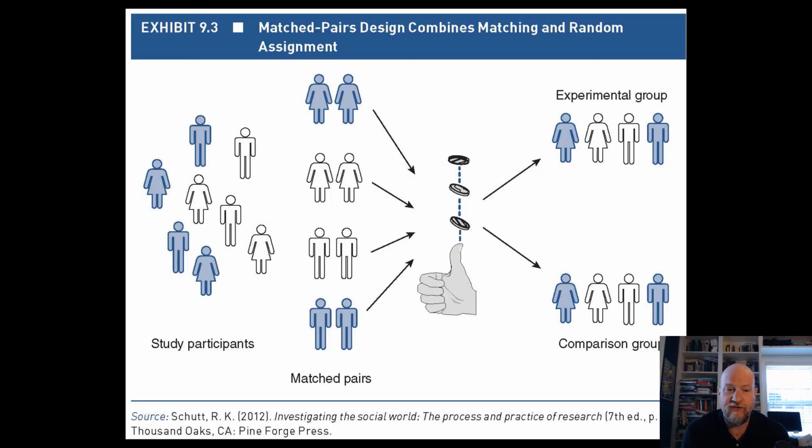So this is just an image from your book that basically shows you the process of the matched pairs design. These little images over here just represent gender, and then this could be race, it could be some other characteristic, whatever it is. If you think race is a factor that's going to be a confound in your study, or the difference in colors could represent people who've had a certain experience in life and those that haven't, people who have been diagnosed with an illness and those that haven't, whatever it is. You then match those individuals into pairs on those characteristics that they share, and then you flip a coin or use a random number generator, and you randomly assign them to your comparison or your experimental group.